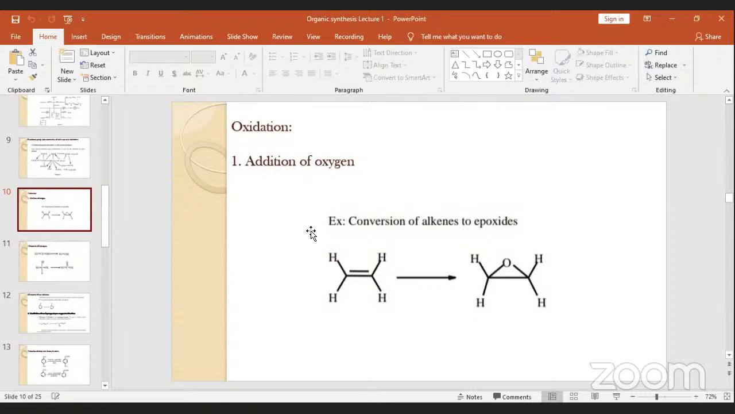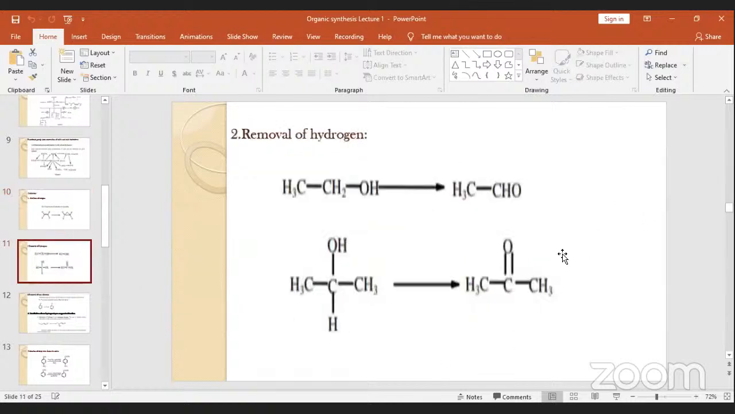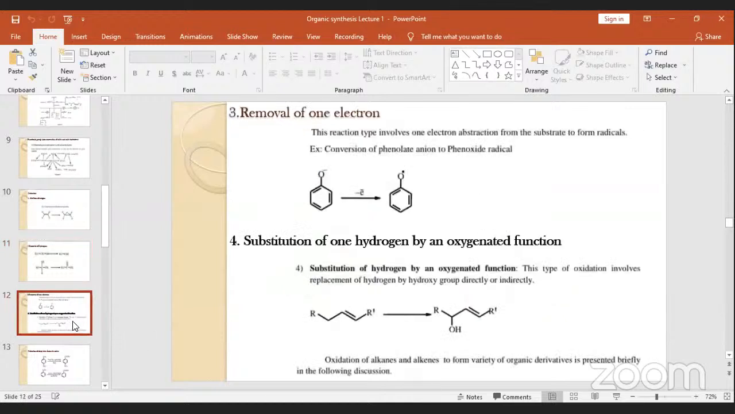As I told you, almost all the reactions will fall in these two broad categories only, functionalization and functional group interconversion reactions. Okay, so addition of oxygen is oxidation. Removal of hydrogen is also oxidation, and removal of an electron from an ion to form radicals is also an oxidation reaction. And the fourth one is substitution of one hydrogen by an oxygenated function, which is also an oxidation reaction. For example, here you have R is equal to CH3, R prime is equal to some other group, and you get the corresponding allyl alcohol.